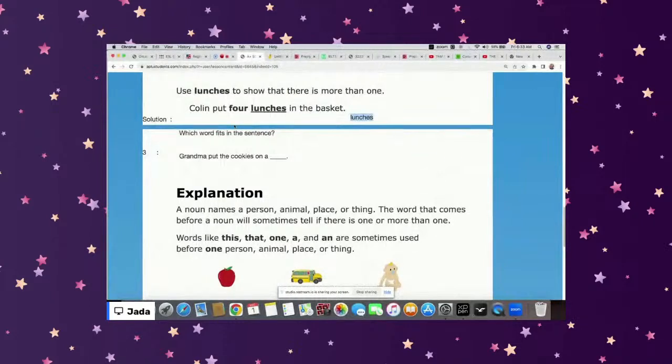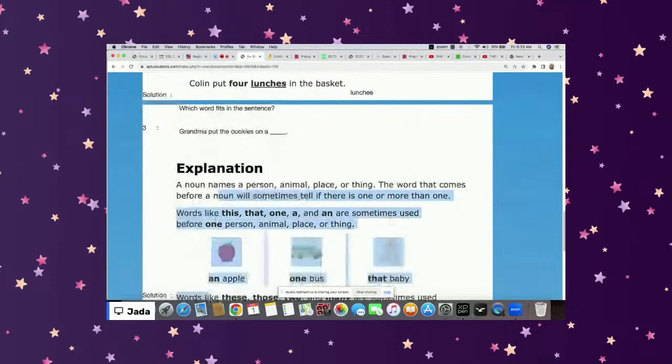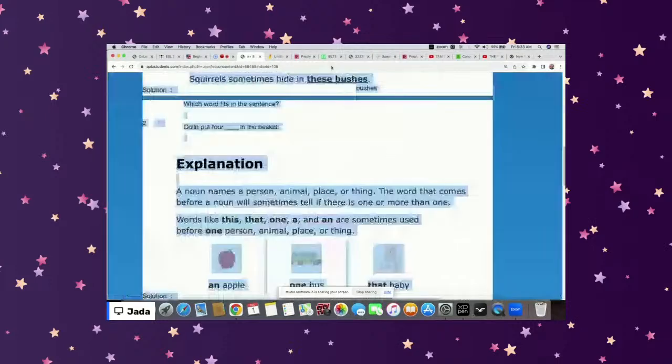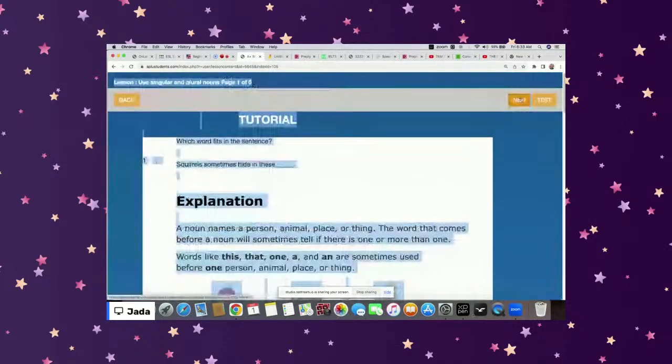Grandma put the cookies on a dish. Remember that when we have a, it means that you're just going to be addressing one thing. Grandma put the cookies on a dish. All right. So, yeah, let's see some more.